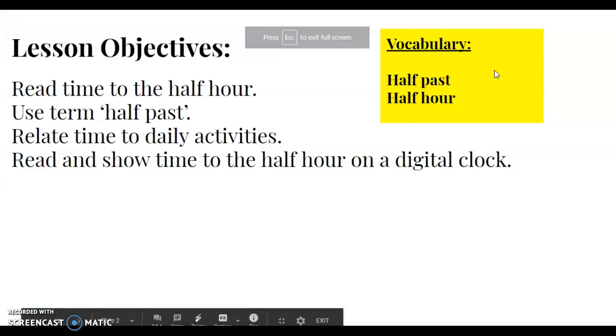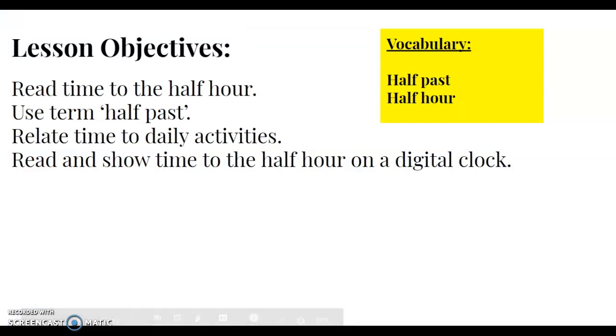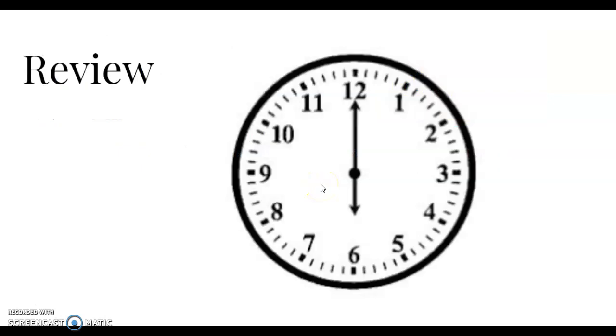All right, so our lesson objectives, or our goals, are to read time to the half hour, to use the term half past, relate time to daily activities, and read and show time to the half hour on a digital clock. Our vocabulary, which is up here in the bright yellow box, is half past. Everyone say half past. Great work. And half hour. Can everyone say half hour? Excellent.